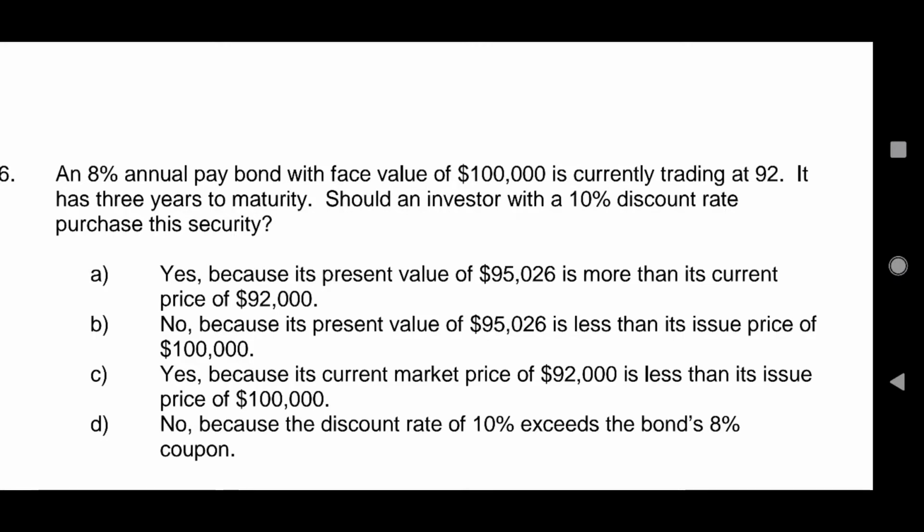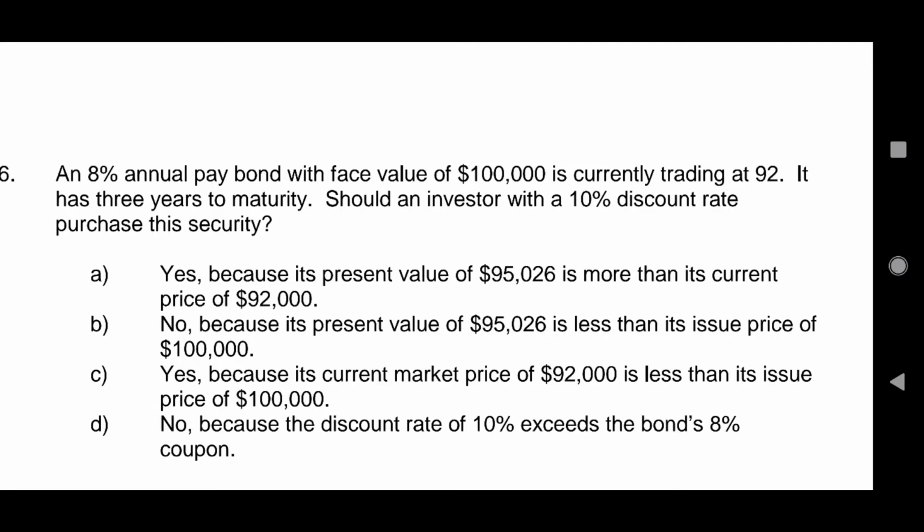And of course, in order to know that, you have to know how much it's really worth, which we call the present value, how much the bond is currently worth. So, using those concepts, let's look at this question and figure out whether or not this is a good purchase for this investor. An 8% annual pay bond with a face value of $100,000 is currently trading at 92.